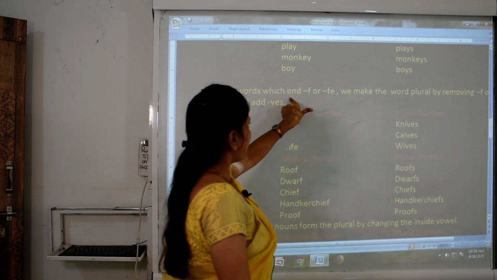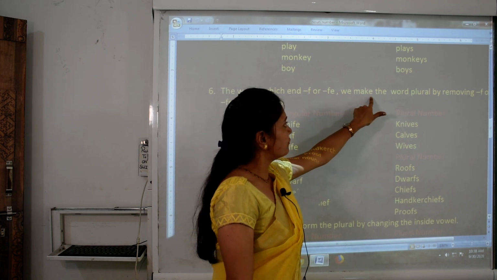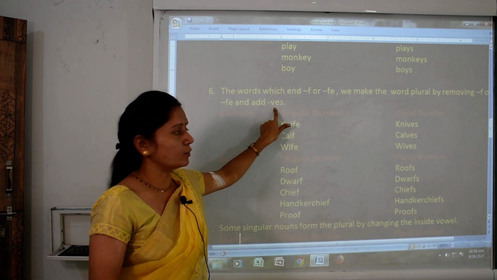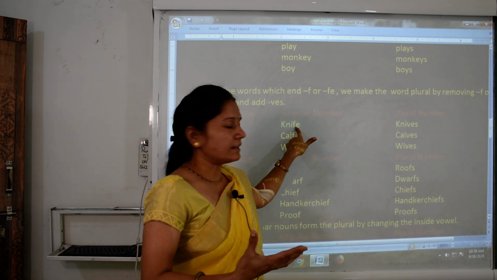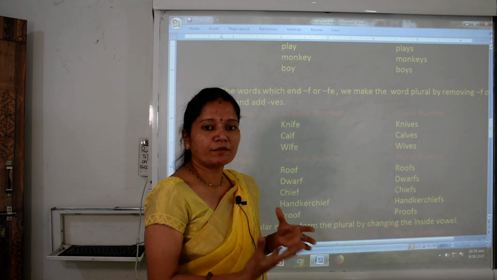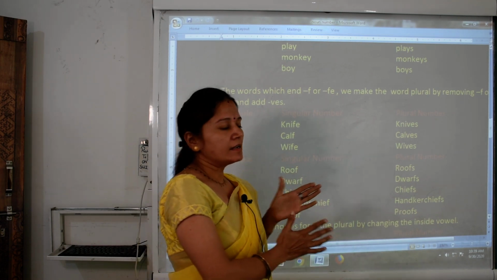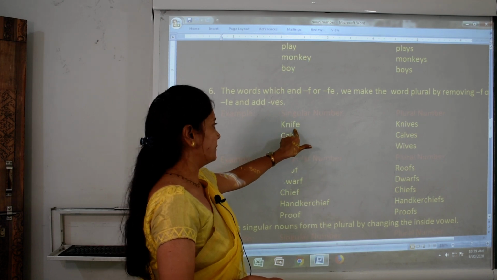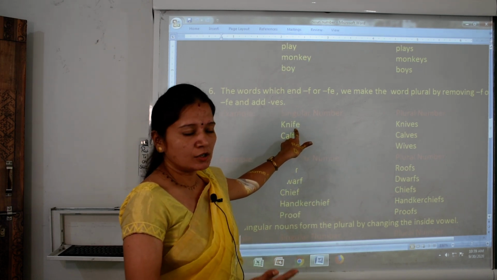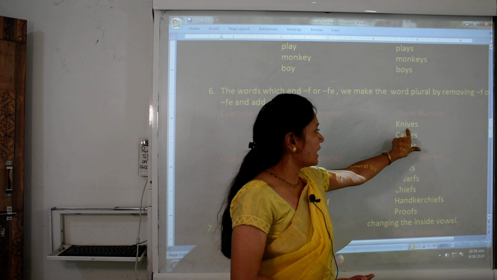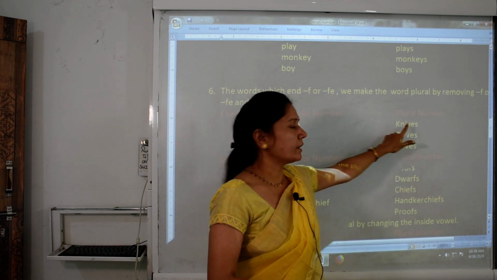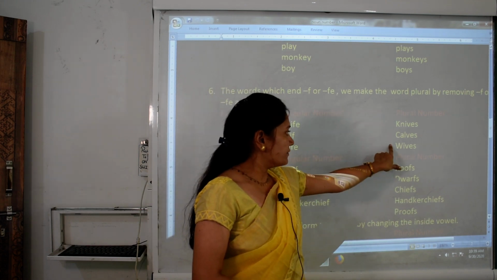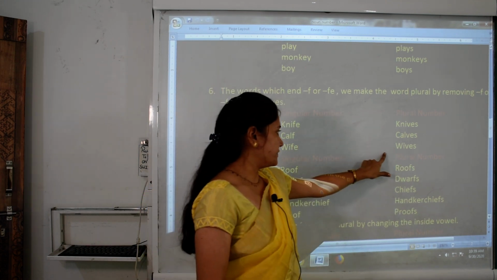Now let's see rule number 6. The words which end in F or FE, we make the word plural by removing F or FE and adding VES. So if the last letters are F or FE, we remove those letters and add VES. Let's see the example, knife. The last letters are FE. So we remove FE and add VES. Knife will become knives. Calf, calves. Wife, wives.